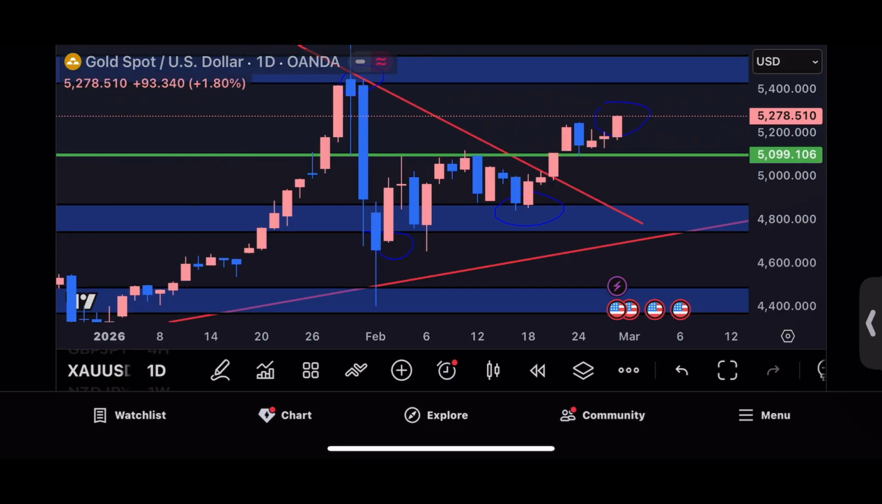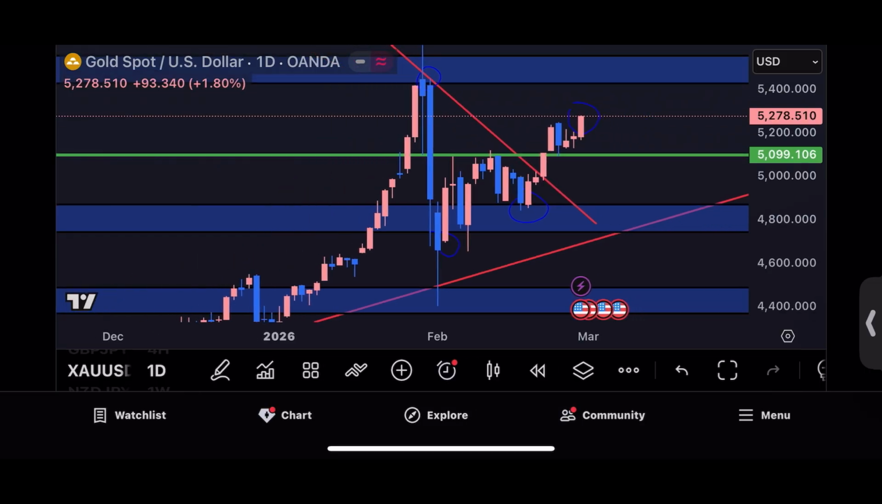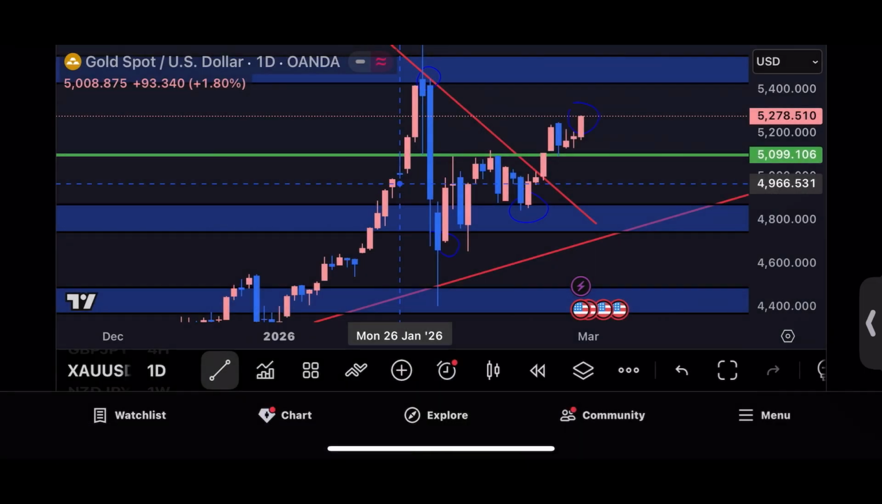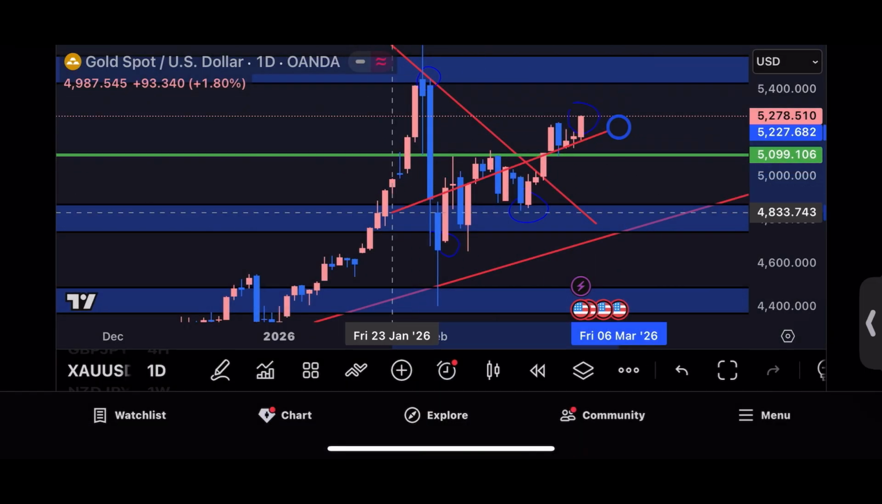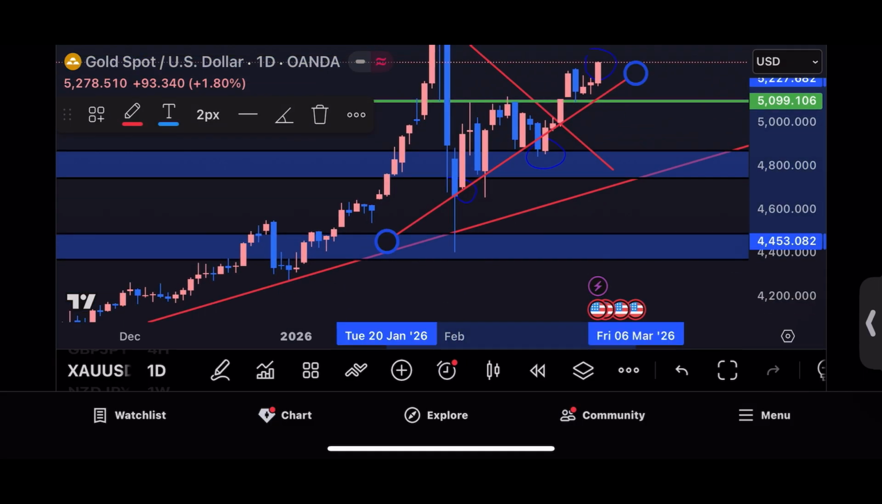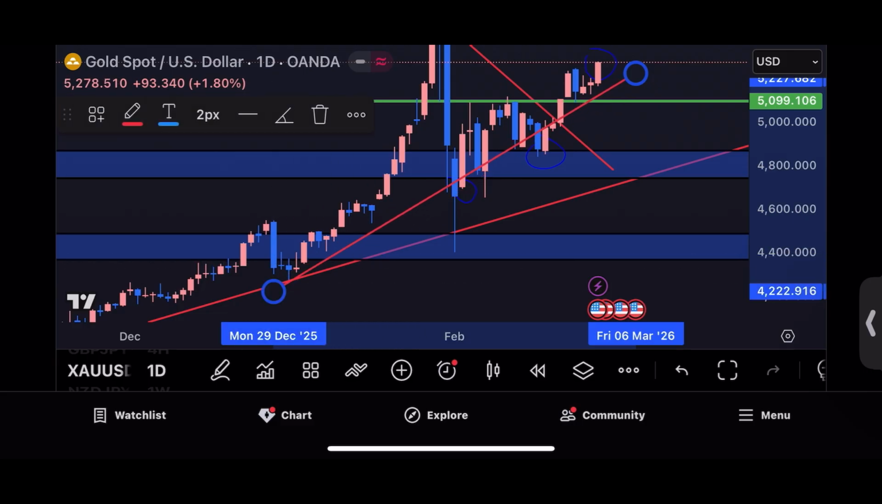I will go over that a little bit at the end, but if you want to see the full breakdown of last week's analysis, you'll just have to go back and watch that video. And what I've marked up with the blue circles is just showing you guys where the higher highs and higher lows have been created within the market.